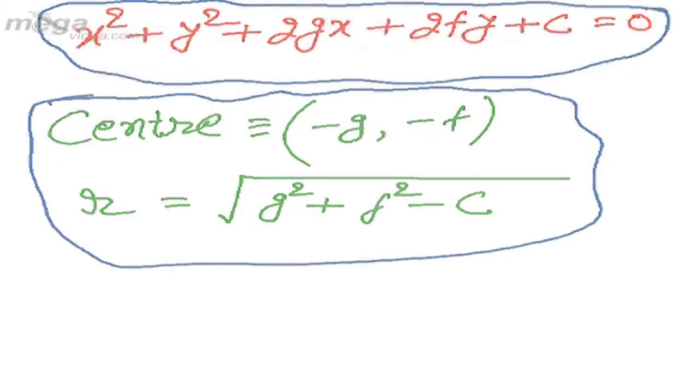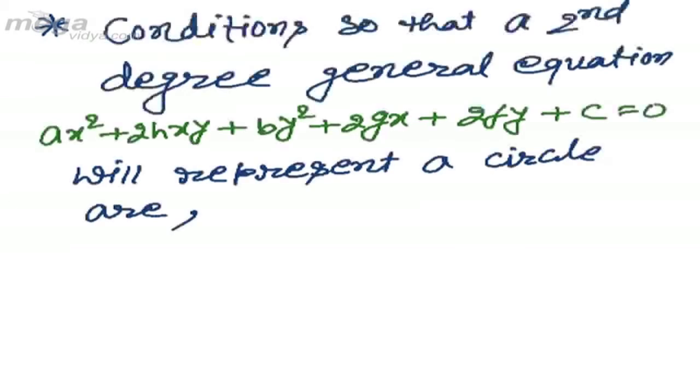in the general form. Now, a second degree equation, when will it represent a circle? The conditions so that a second degree general equation, which is ax square plus 2hxy plus by square plus 2gx plus 2fy plus c equal to 0, will represent a circle.